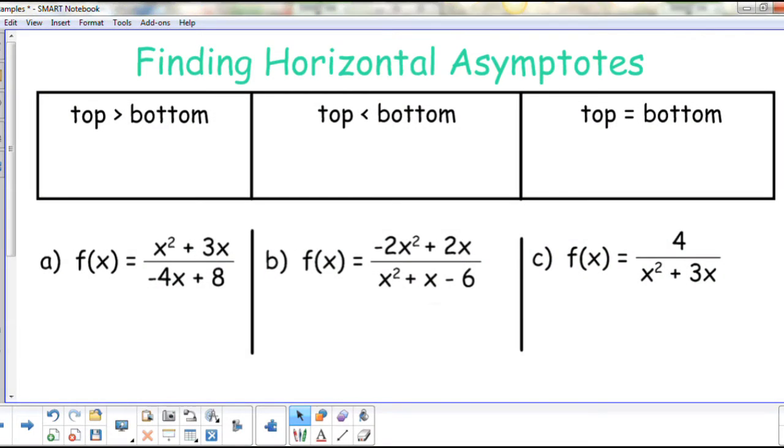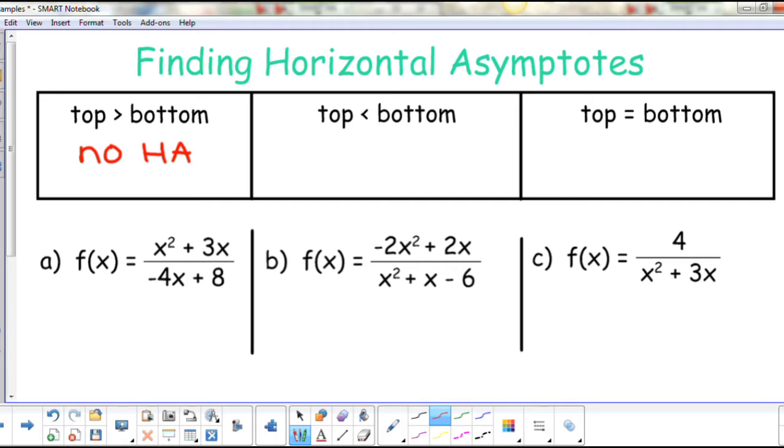When finding horizontal asymptotes, there are three cases we need to consider, and all three are dependent on the degree of each polynomial, so the polynomial in the numerator and the polynomial in the denominator. The first case is if the degree of the polynomial in the numerator is bigger than the degree of the polynomial in the denominator. If that happens, we're not going to have a horizontal asymptote.